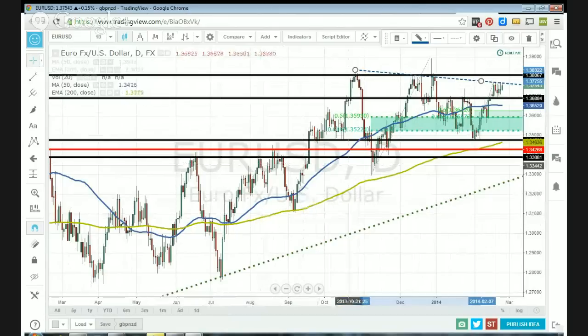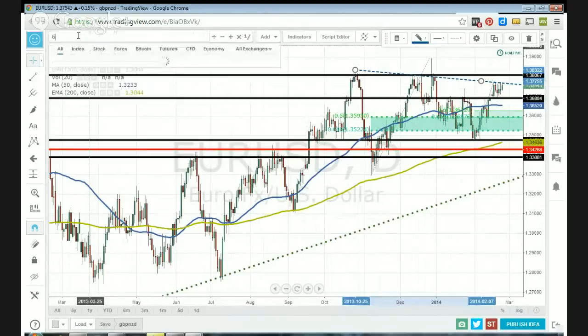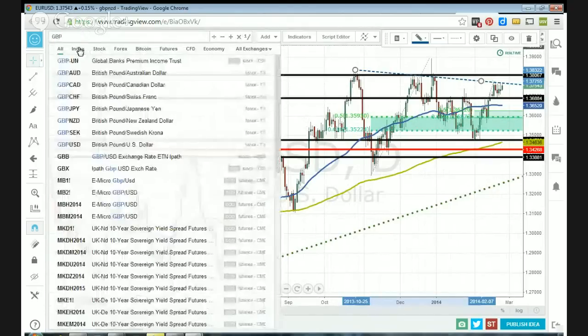From a trend trading perspective, though, it's just buying the dip. So let's see, 136 maybe. It's the earliest we could reasonably target. That does it for the euro pairs. Let's go to the pound.